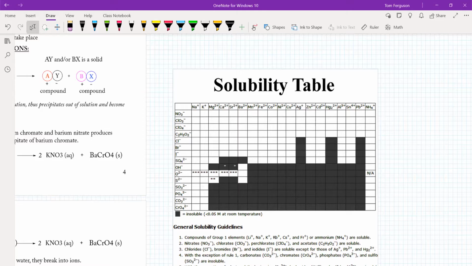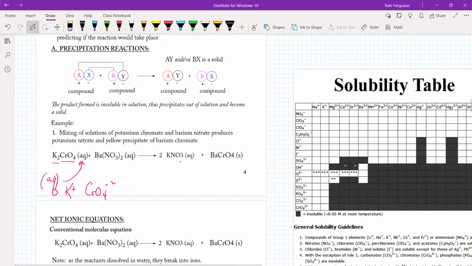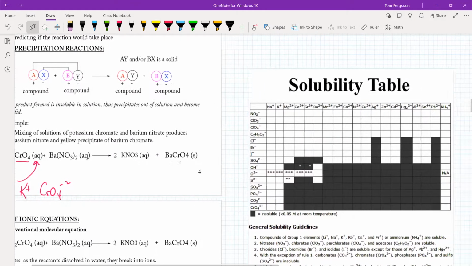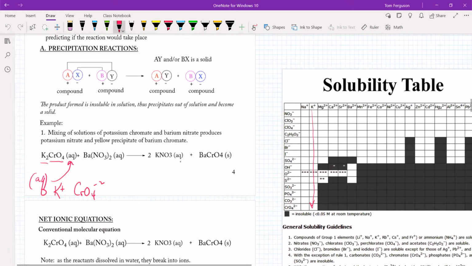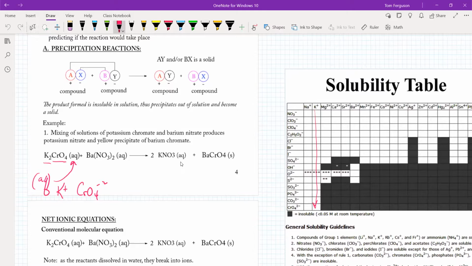All right, so how do we know that the potassium chromate, the K2CrO4, is soluble? Well, if we look at the Ks, notice the Ks are white all the way down. That means they're always, no exceptions, always soluble. Chromate varies, okay? The only time chromate is not a solid is if it binds with, or is in solution with, sodium and potassium. So whenever you see potassium or sodium anything, it automatically means it's in ionic form.